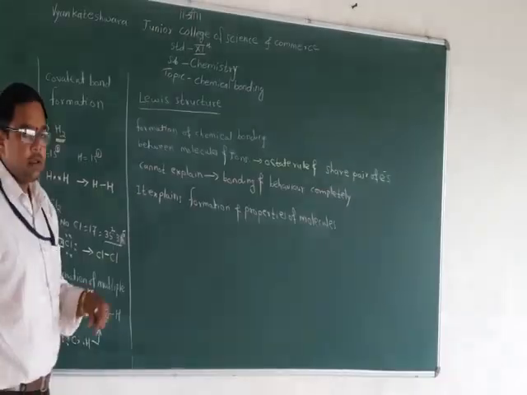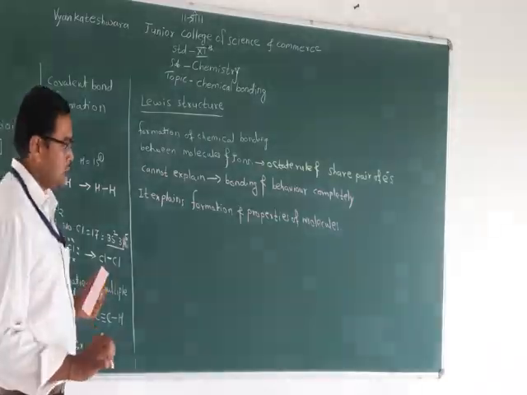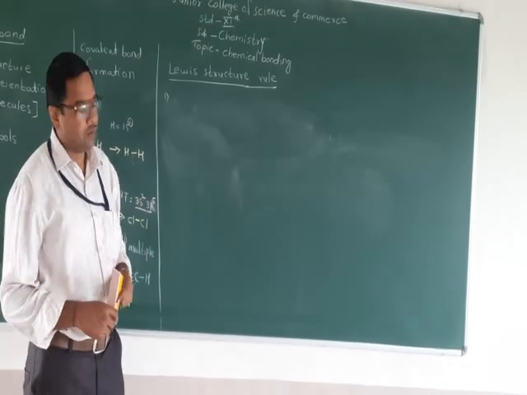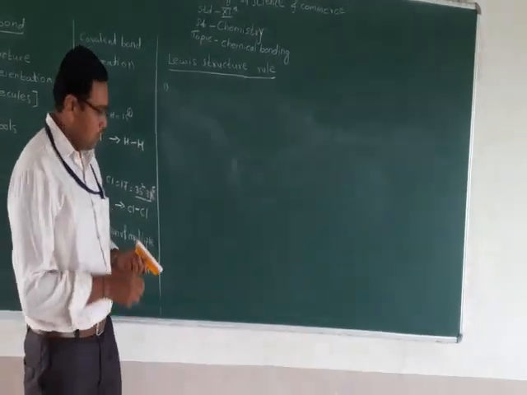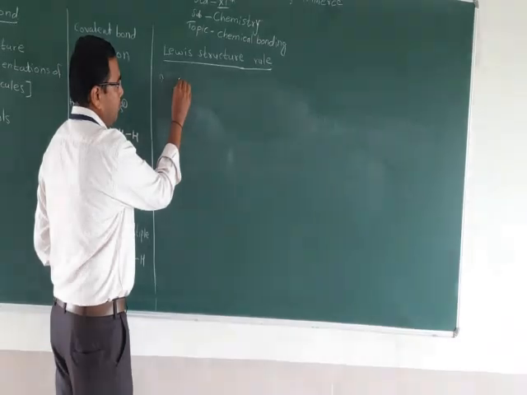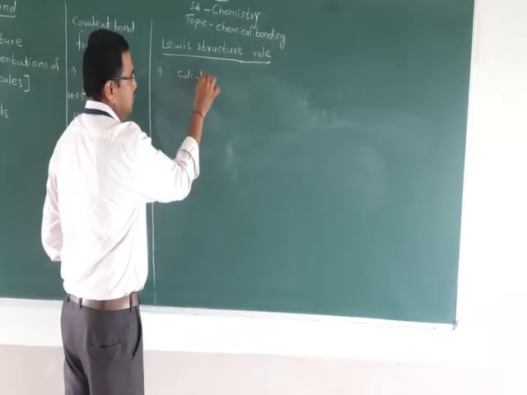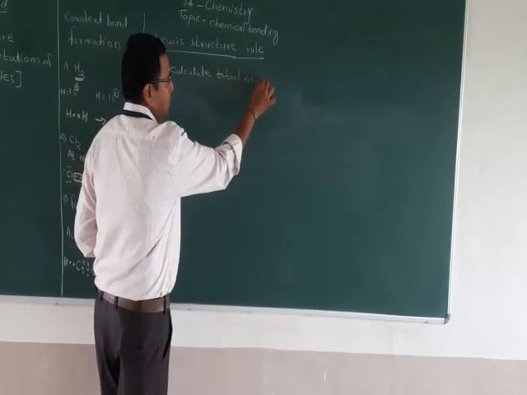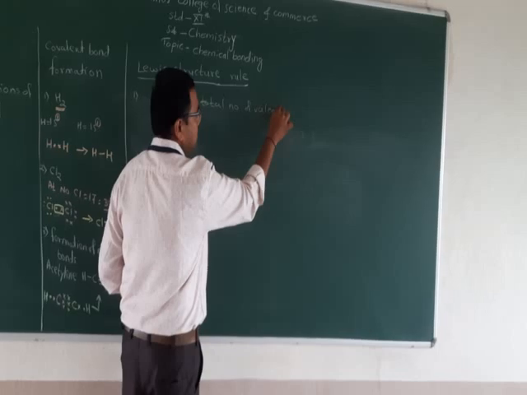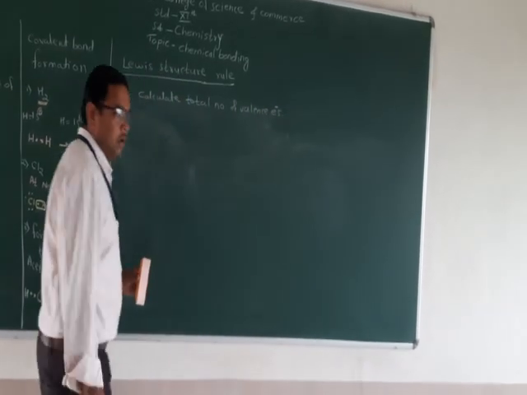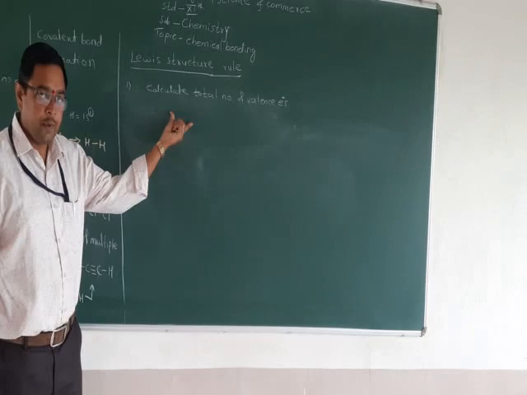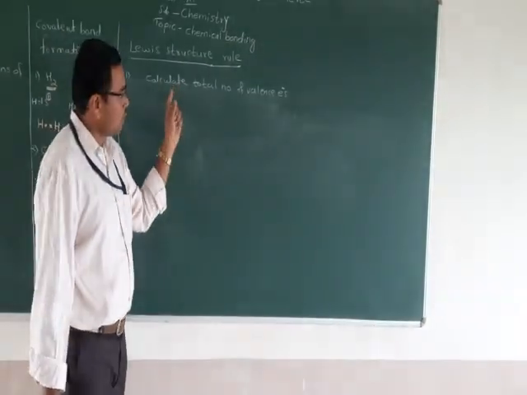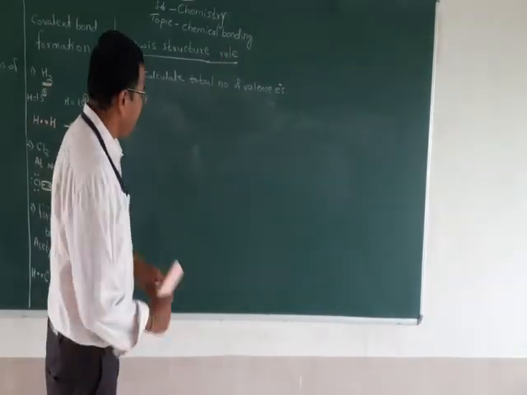Next are the Lewis structure representation rules. For the representation of the Lewis structure, there are several rules involved. The first rule: first count the total number of valence electrons. Represent the electron configuration and the electrons present in the outermost orbit. This total number of electrons indicates the valence electrons.